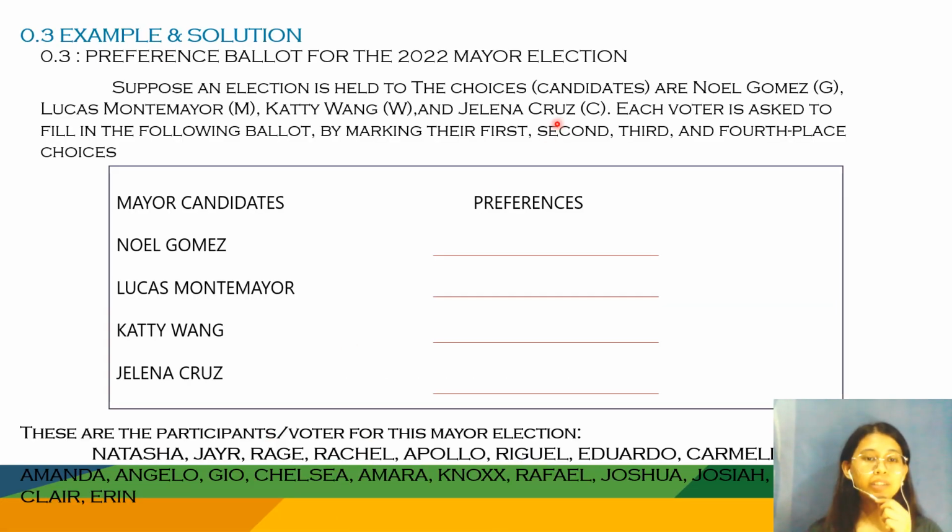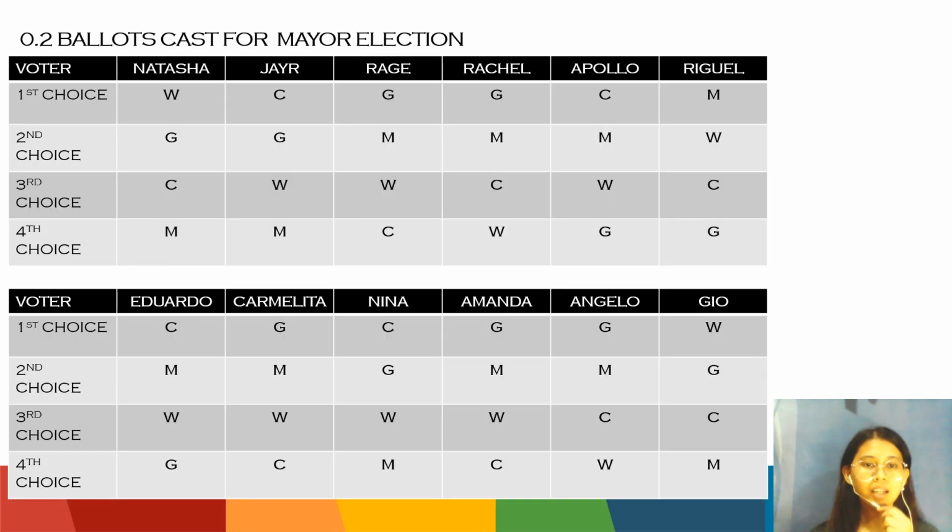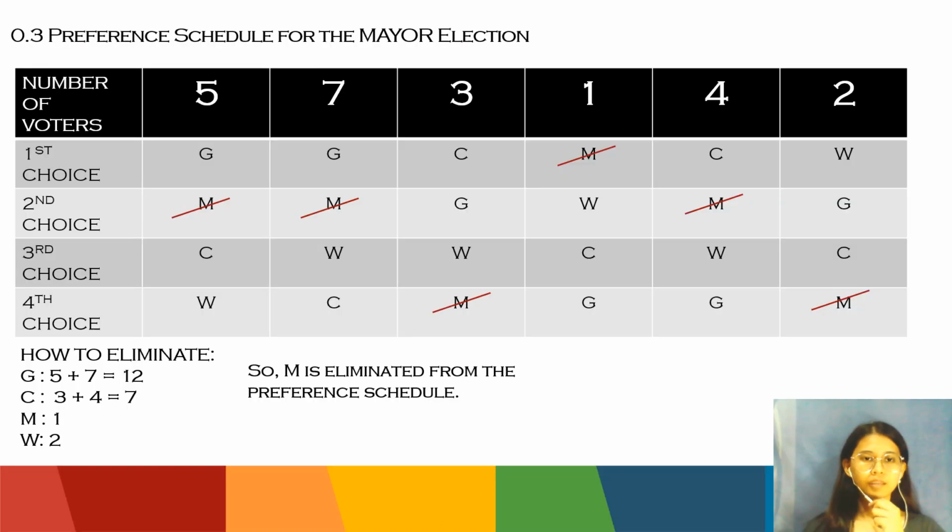Example number 3. This is also similar to the first and second examples. Just like what we have did on the first and second example, we need to do some table. And this is also the participants or voters that will participate in the mayor election. Just like what we have did, we also need to do some table for our voters. So, just like we have did on our first and second example, yan po yung gagawin natin for our third example. So, si G meron pong 5 votes plus 7 votes that equivalent to 12 and si C may 7 votes, si M may 1, si W may 2.